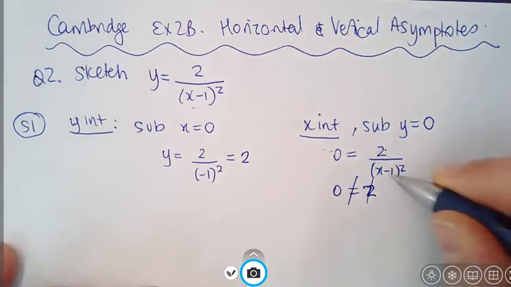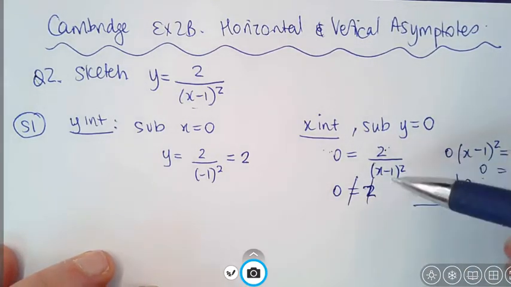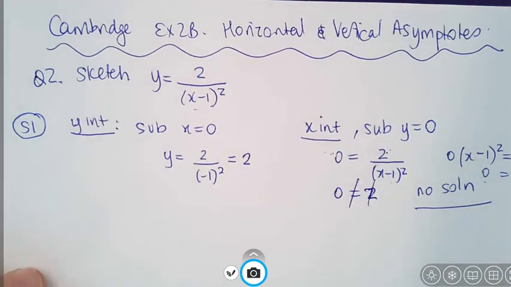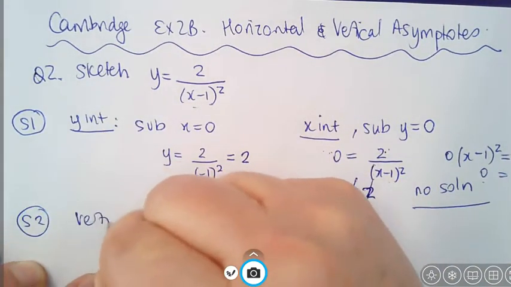If I did want to solve, you cross multiply and you get 0 times x minus 1 squared is 2. That 0 times that is 0. So that's got no solution. You can't solve that. 2 divided by that is 0. It's impossible. If you've got a fraction that's 0, the numerator has to be 0. So there's no x-intercepts. Now, the next thing we're going to do is vertical asymptotes.